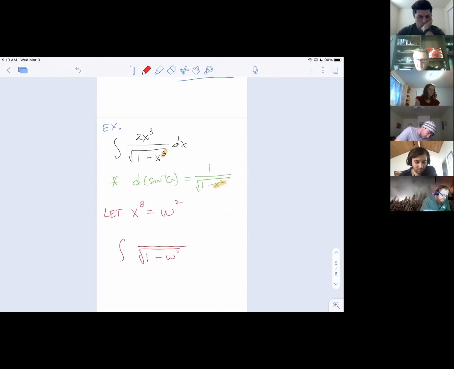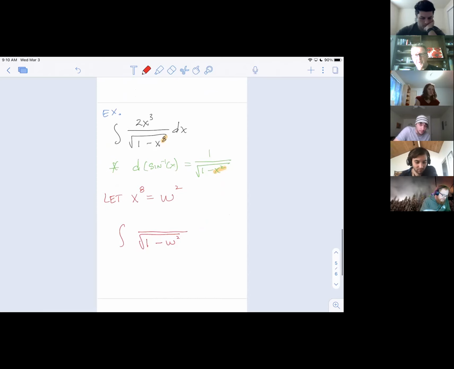But of course, we've got more stuff to get rid of, right? I hope you're algebraically, slowly working your substitutions. I still have stuff to get rid of. I've got a 2x cubed on top, and I've got a dx. We're trying to get into w land, but I still have some things in the way. So let's keep going. As we have noted, I've got to take the derivative of x to the 8th equals w squared in order to create the dx's and dw's.